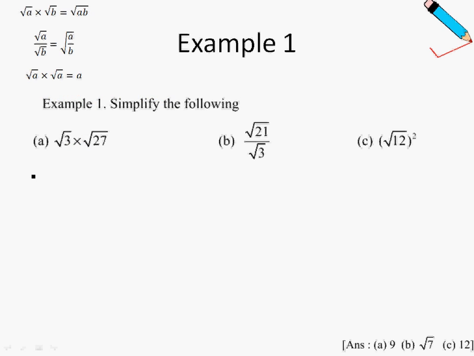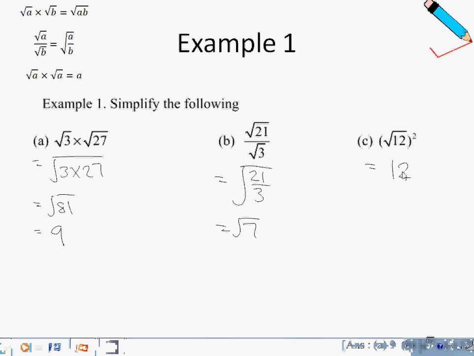Example number 1. If we have root 3 times root 27, okay, recap using your first law over here, it will just be root of 3 times 27, okay, which is root of 81, and the square root of 81 is just 9. Okay, next example over here, root of 21 divided by root of 3 is just root of 21 divided by 3, which gives me root of 7. Okay, next one over here, root of 12 squared, okay, this is just 12. Okay, hope these examples are simple so far.